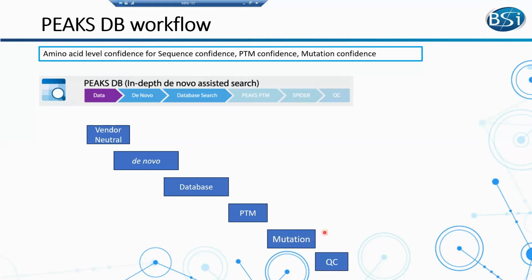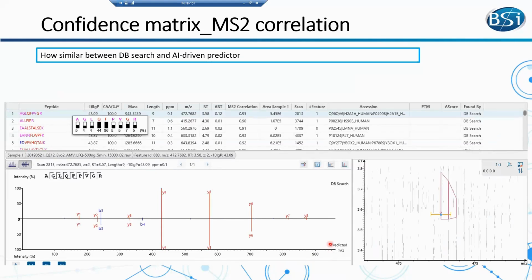And finally, we add the QC to all of our workflow. So after the data analysis finished, we can use the QC metrics to trace if all the data for this data set can pass our QC standard. So this is the basic workflow. And then we can talk about some quality related metrics to help us see how confident the PSM is.